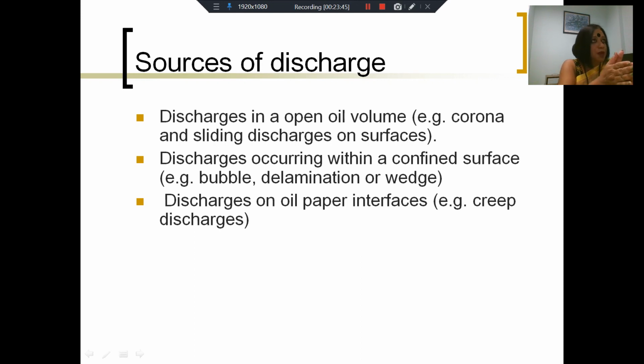Discharges can very likely happen in oil paper interfaces. You use oil paper insulation in transformers, and at the interface of the oil and paper, there is likely to be a lot of electrification. There might be space charge accumulation, and as a result, a discharge which is traveling along the surface of the paper. These are called creep discharges. These creep discharges can also be considered to be PD or partial discharges, which can ultimately lead to failure. So these are the three main sources of discharge in a transformer.